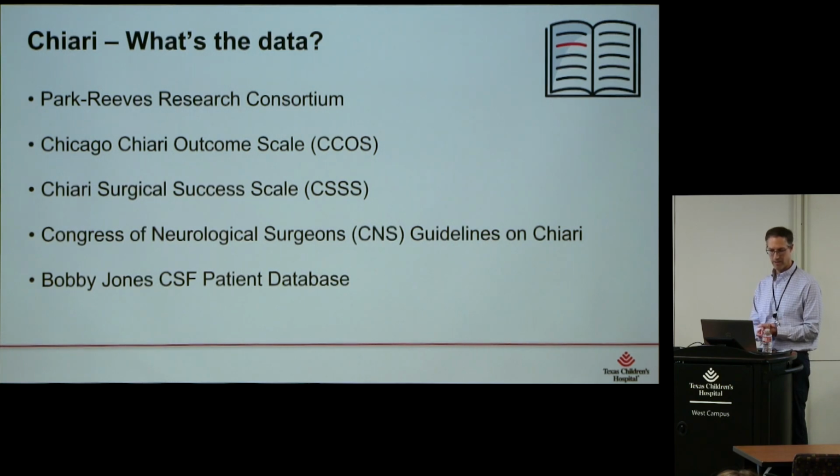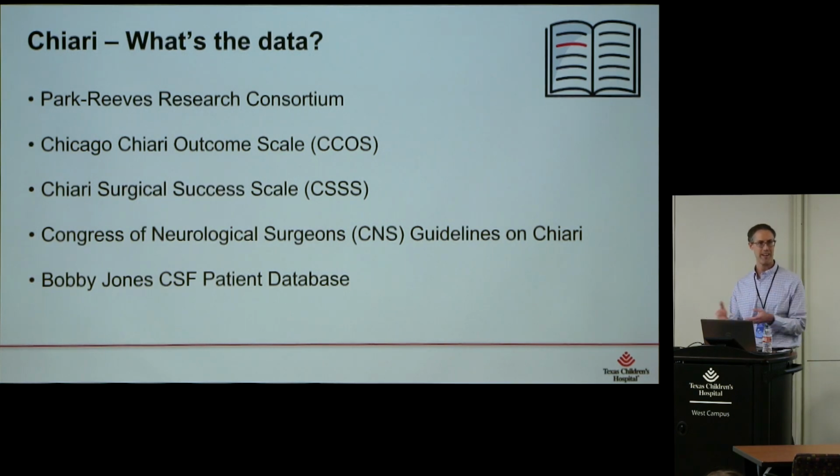Another is the Chicago Chiari Outcome Scale. So this is a scale, and if we're talking to other surgeons, how do we know that my patients are doing as well as another surgeon's patients? You need to have a common language, and that's a common language we can use to evaluate for success. There's the Congress of Neurological Surgeons guidelines on Chiari.